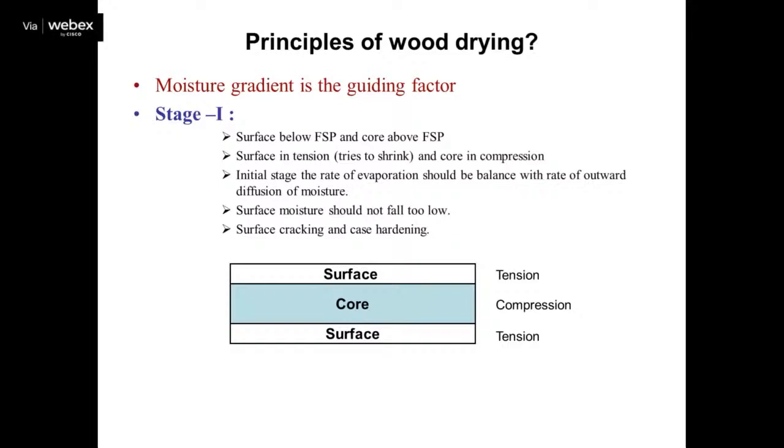So it is always recommended that the surface should lose the moisture slowly, and this can be done when the temperature is kept low and we reduce the relative humidity slowly, keeping the temperature constant. Then the surface dries slowly, the moisture moves from the core to the surface, and the core dries along with the surface. That is the best way of drying the timber. So we should not push the timber for faster drying, otherwise surface cracking and case hardening may happen.